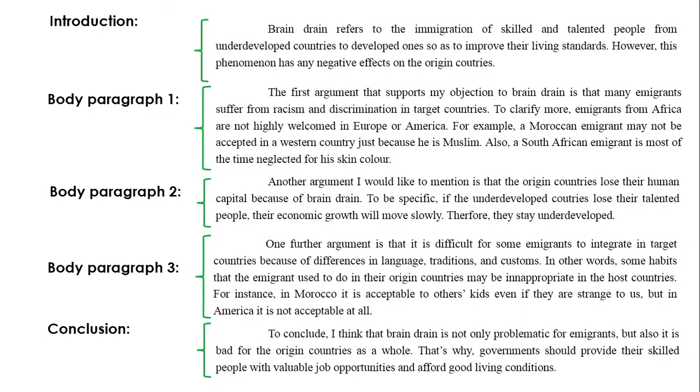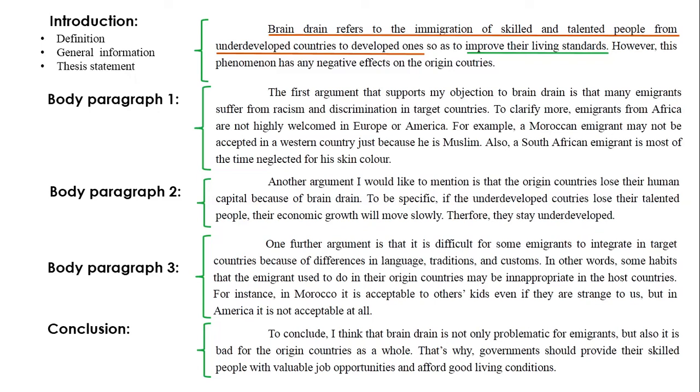Okay, generally what do we have in the first paragraph, which is introduction? We have a definition of brain drain. Yes, definition. Brain drain refers to the immigration of skilled and talented people from underdeveloped countries to developed ones. This is a definition of brain drain. Plus what? We have so as to improve their living standards, which is general information. We have in the introduction a definition of the topic that we are going to deal with, plus a general information and thesis statement.